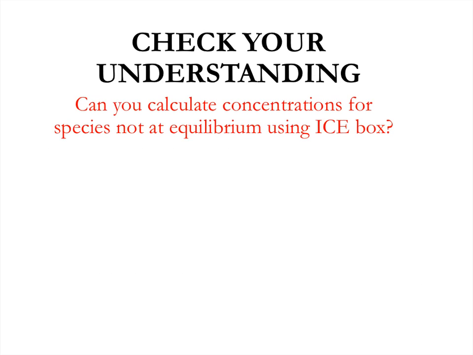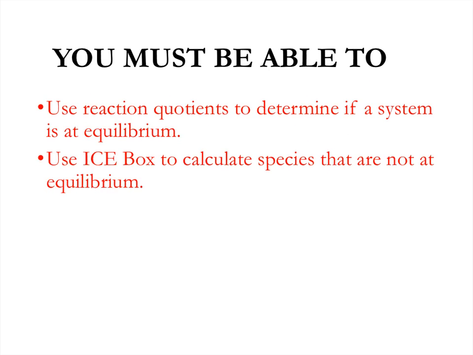So after this lesson's completed, you should be able to calculate concentrations using an ICE table and substitute your values into the equilibrium expression. From the prior lesson, you should be able to use reaction quotients to determine if the system's at equilibrium, and then use an ICE table appropriately. We will do a ton of practice in class, but I want you to have an overview of what this means so we can just hit the ground running.